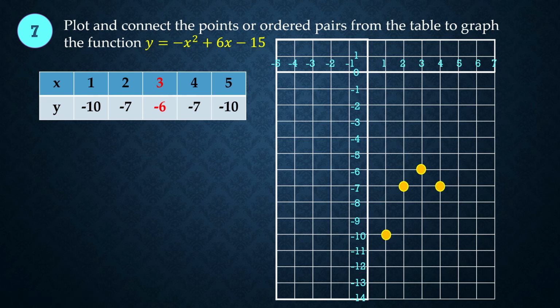So that is the vertex, since it is 3, negative 6. Then 4, negative 7, followed by 5, negative 10. Then connect. Our graph, the parabola, is facing downward since a is negative. Okay? Understood?